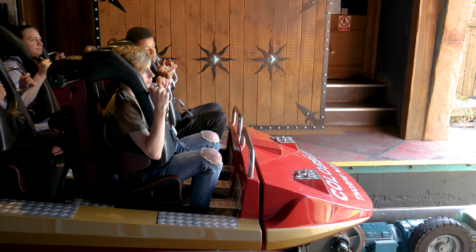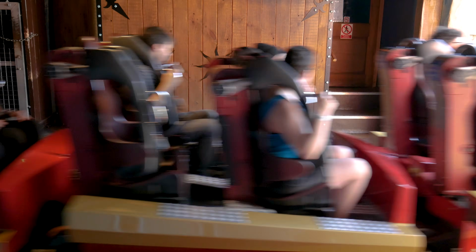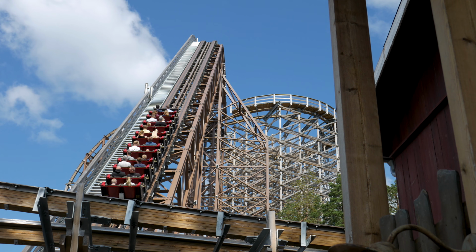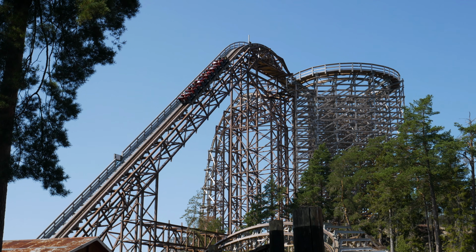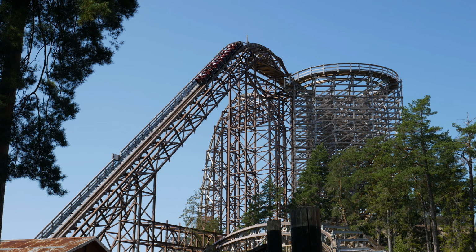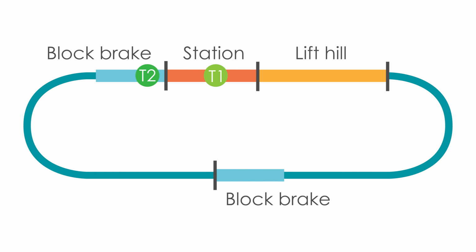For example, a ride station is usually one block section made entirely of block brakes. Furthermore, a lift hill will also count as a block section, as the train can be stopped at any position during the climb. With that being said, let's take a look at our example circuit.